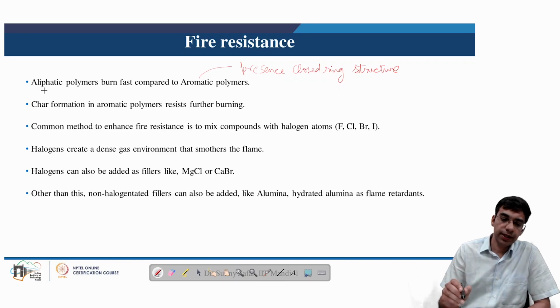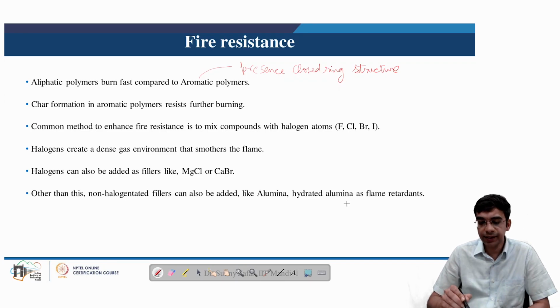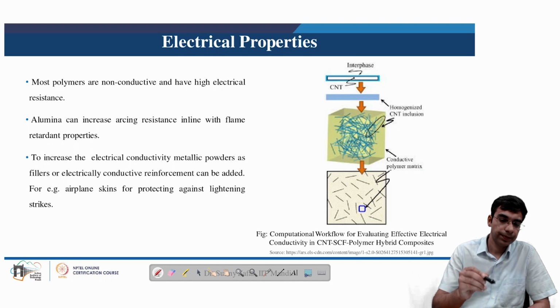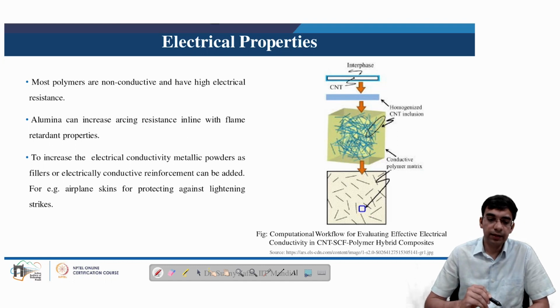So in summary, we can say that by addition of these fire retardants we can enhance the fire resistance of such polymers. Next are the electrical properties of polymers.